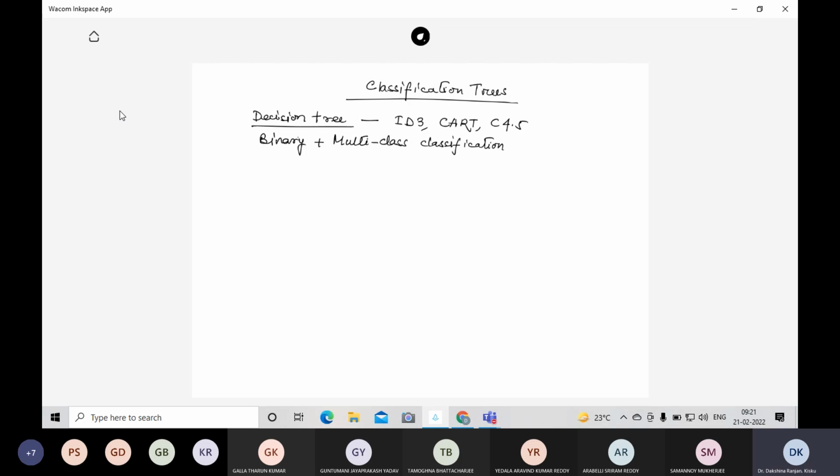Now, among these three variants, ID3, CART, and C4.5, we use these variants for some specific reasons. That means, according to our requirements, we can use these variants, and we can have some specific decisions which are generated in the output. So, let us consider a decision tree.